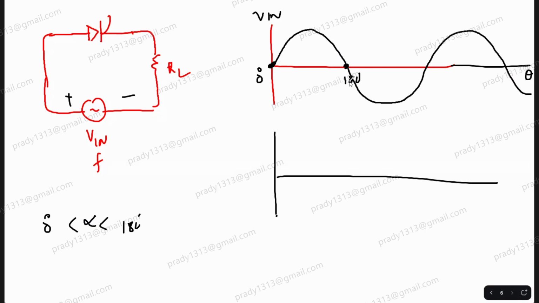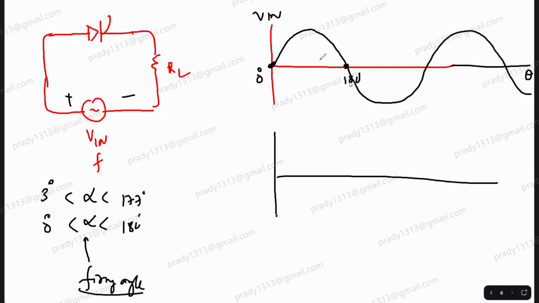Yes, sir. So this angle is called firing angle. How do you define firing angle? It is the phase angle at which the gate signal, or positive gate current pulse, is applied to the SCR. So this is the range in which the firing angle can be there. This is the ideal range. Practical range is 3 degree to 177 degree. Clear?